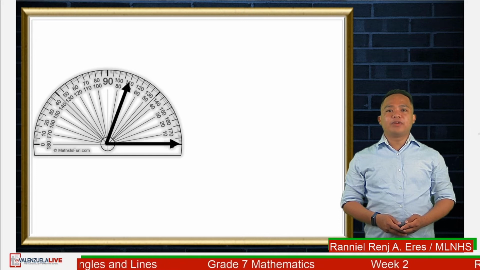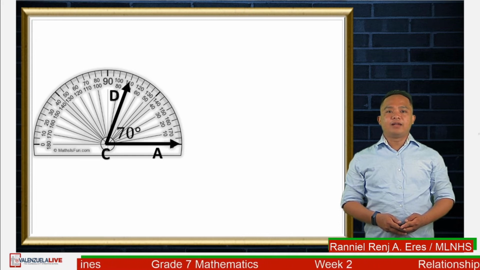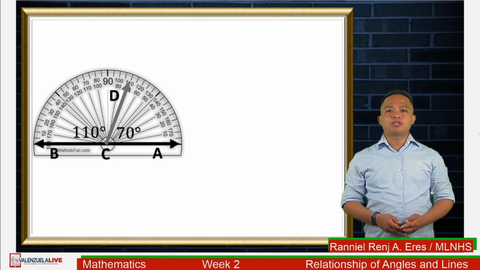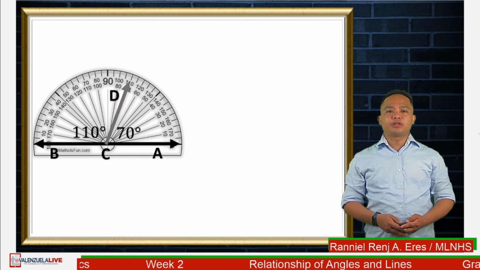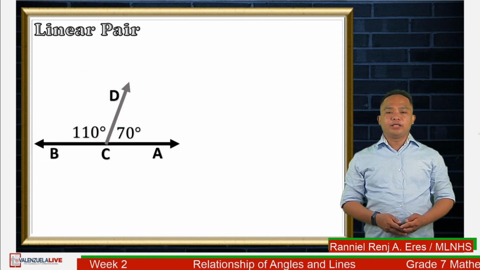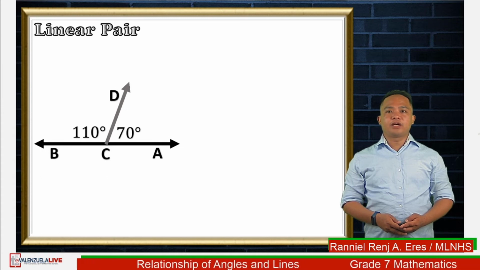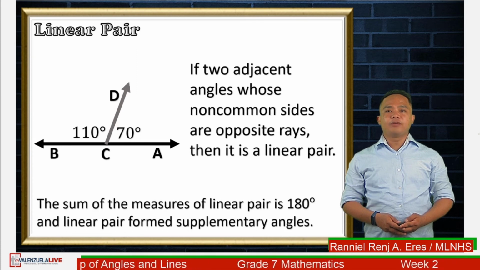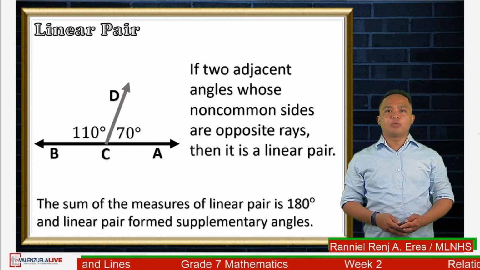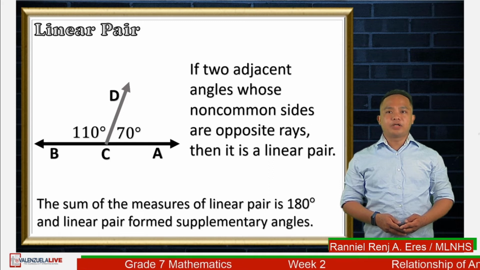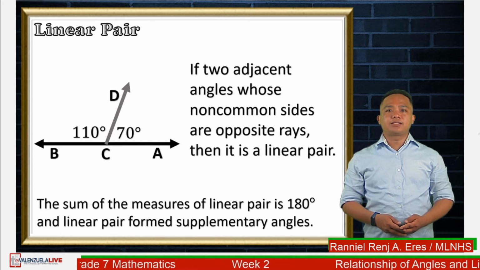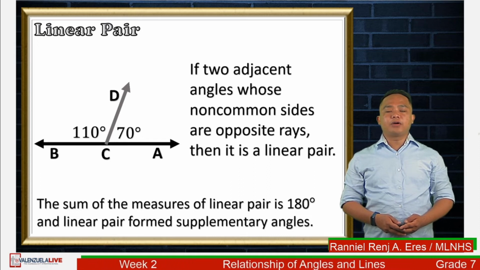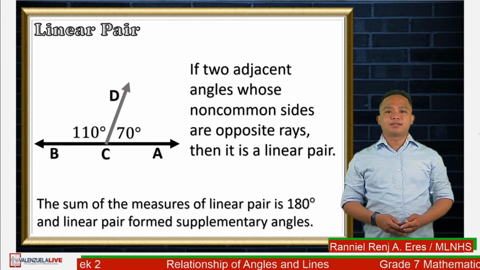Now, let's observe the given angles. As we can see here, we have angle ACD and angle BCD that share a common side, which is ray CD, and a common vertex, which is point C. And the sum of their angles is equal to 180 degrees. Now, if two adjacent angles have non-common sides that are opposite rays, then it is a linear pair. Remember that the sum of their measures is equal to 180 degrees, and a linear pair also forms supplementary angles.